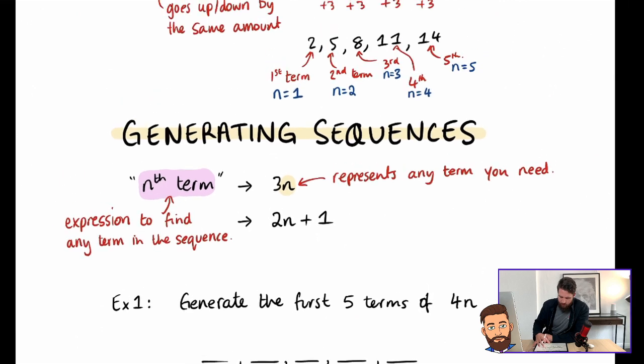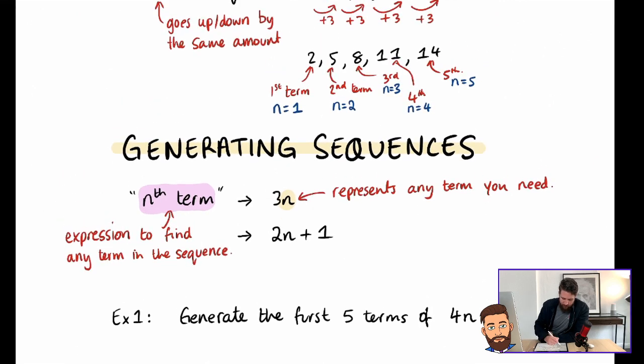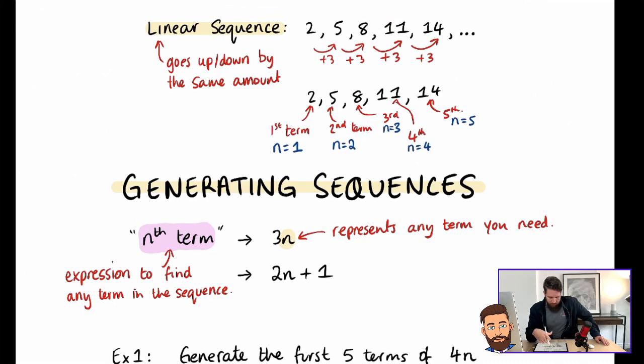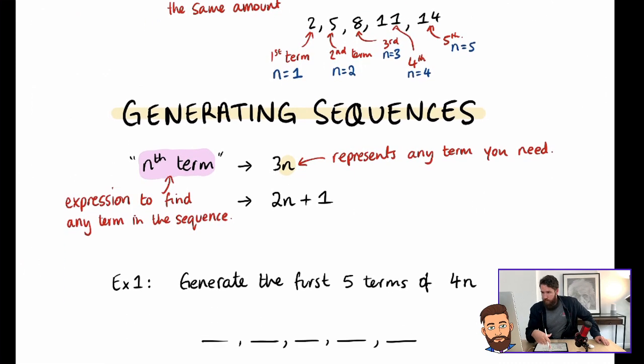So all you need to know right now is that the n represents any term you need, and it is as simple and straightforward as that, though it always seems a bit too easy. If I want the second term, n is 2. If I want the third term, n is 3. If I want the fourth term, n is 4. So let's take all of that and put it into action with example 1.